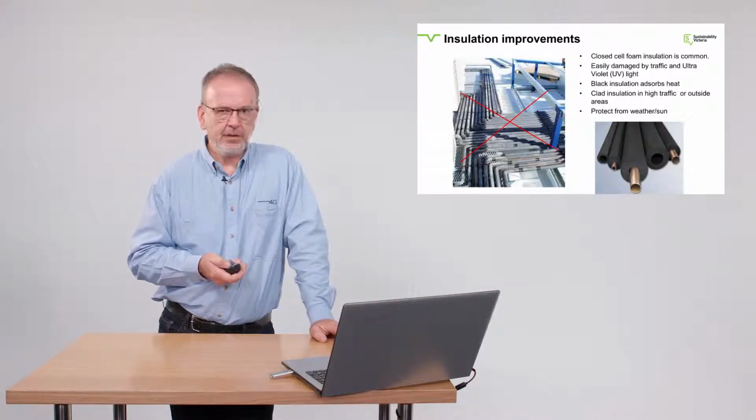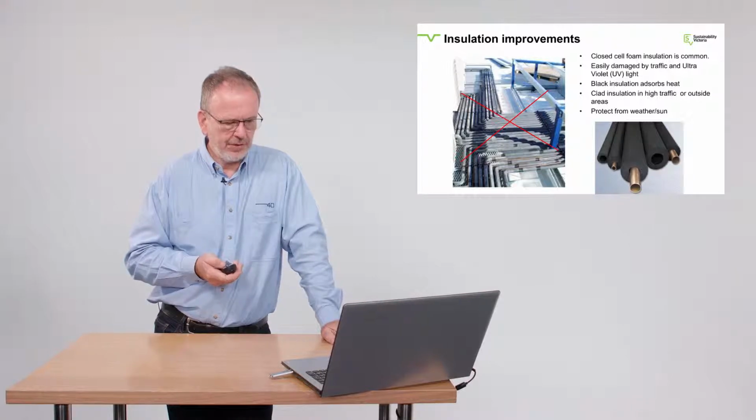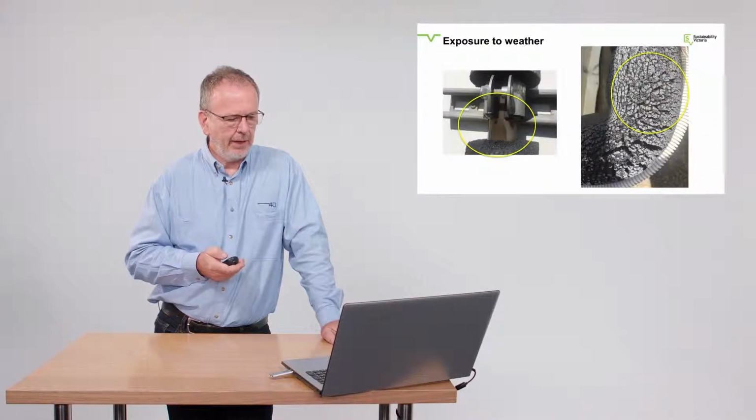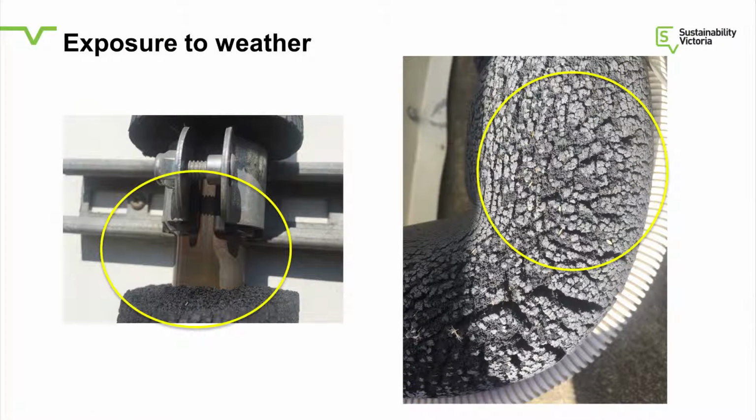So you need to clad it. In high traffic areas and in outside areas, that insulation does need to be clad. So not like on the left there, where you have these long runs up on the roof in the sun with absolutely no protection over them. So protected from the weather and the sun. If you don't do that, this is what happens. So on the left-hand side, you can see the insulation having shrunk away from the support point. On the right-hand side, you can see the insulation badly degraded by ultraviolet light. And eventually the moisture penetrates and it loses its insulation capability.